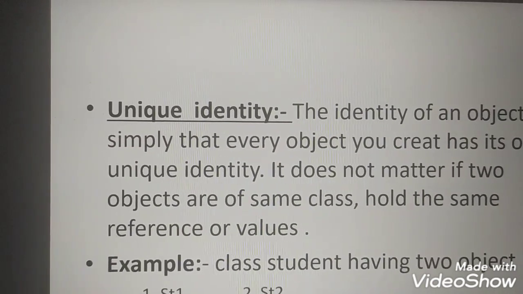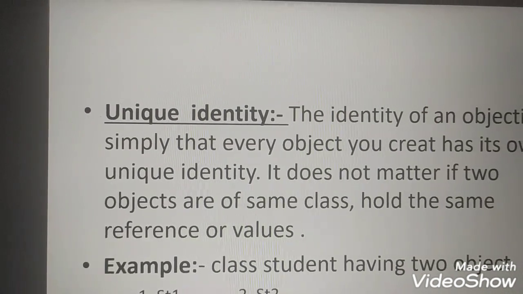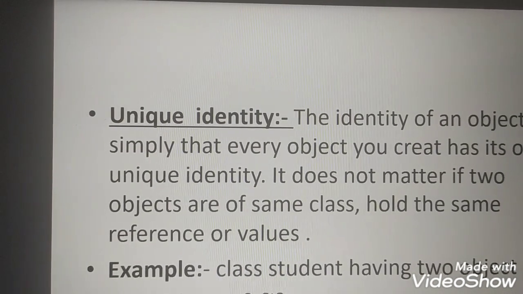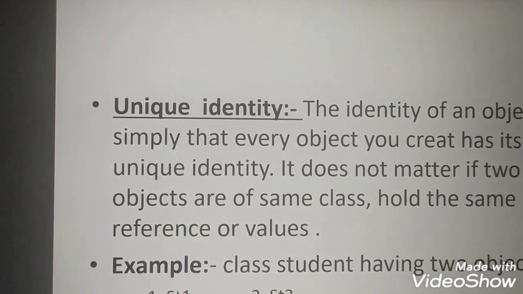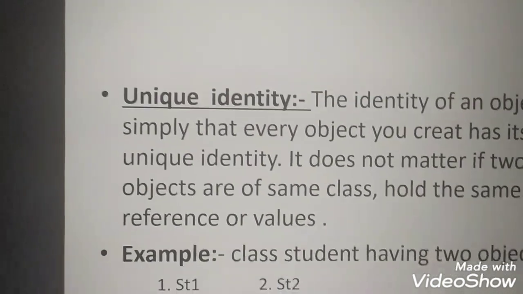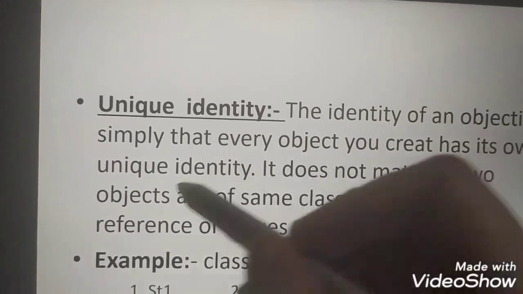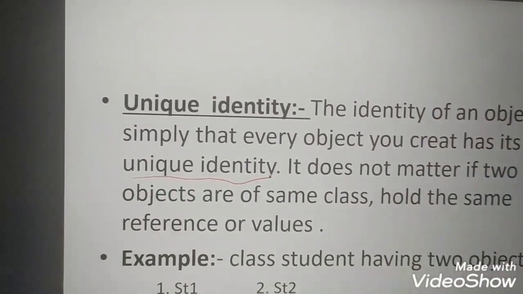In the same way, if the objects belong to one class, there are so many objects belonging to the one class and having the same value. So how can you differentiate them? By their unique identity.